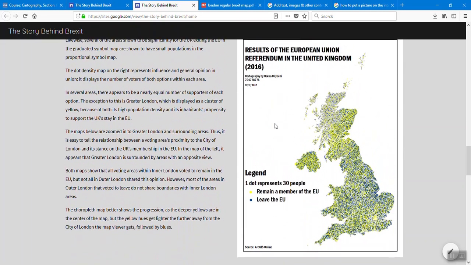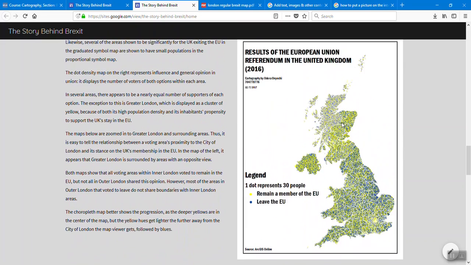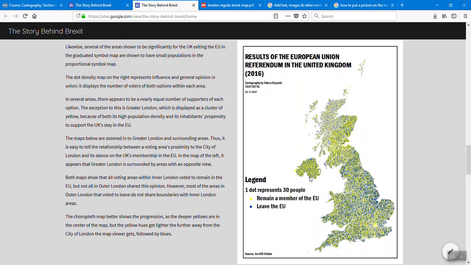In this map, this is my dot density map for the entire UK. I made the background gray to also enhance visibility of the yellow dots, and I decided to make one dot represent 30 people to have a map that has enough dots but isn't too clustered.